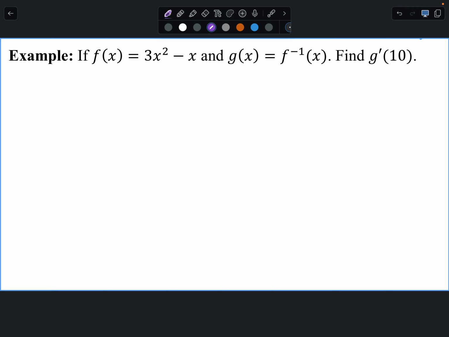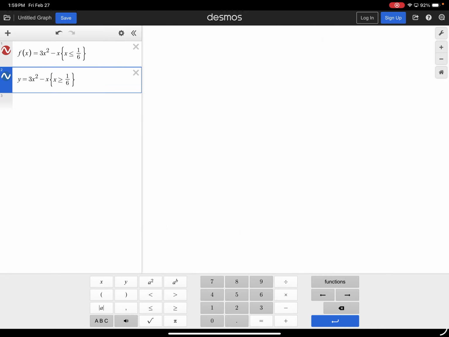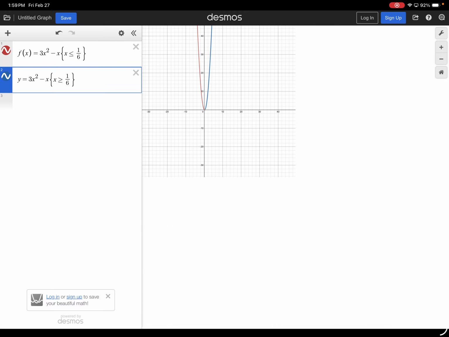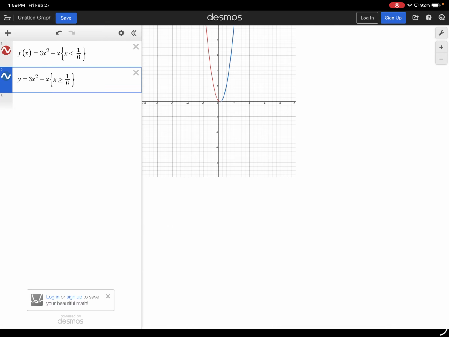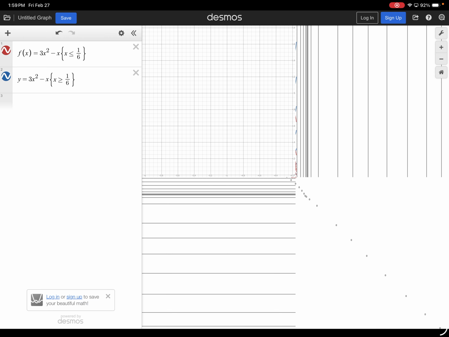Okay, so we need to find g prime of 10. Here's the issue. What's the graph of f look like? It's a parabola. Would that pass the horizontal line test? No, siree. Let me see.